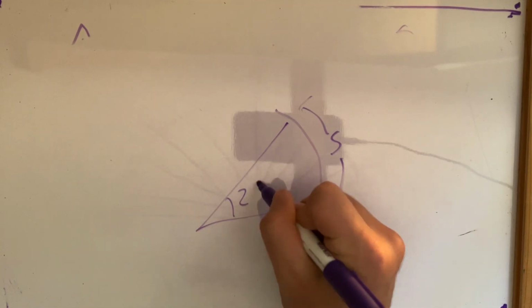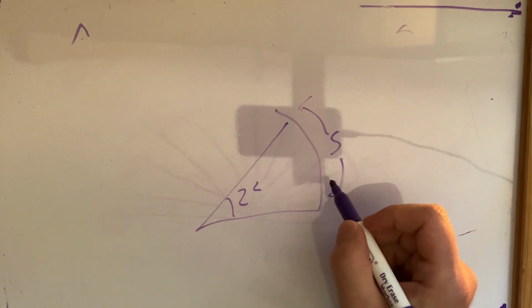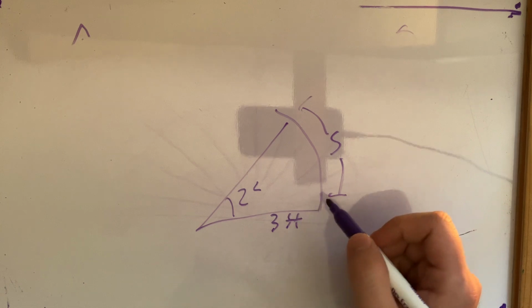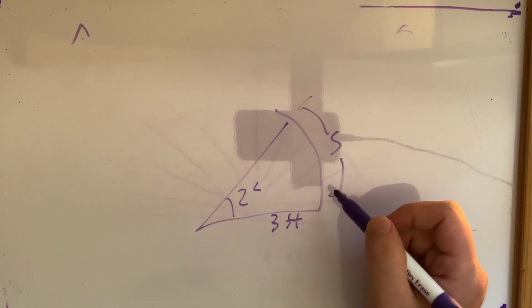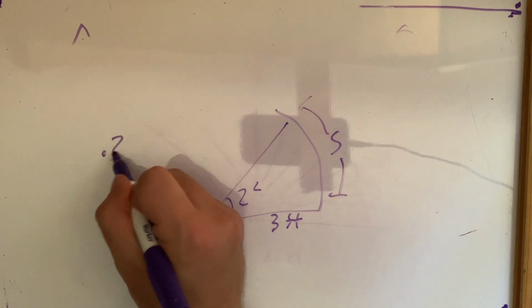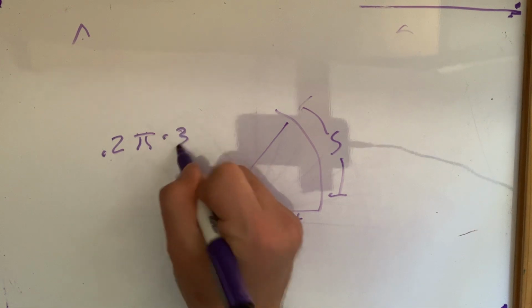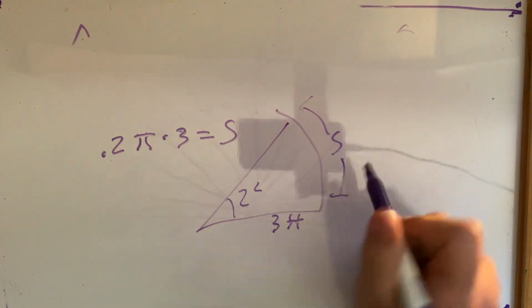could now be taught in the 5th grade. Because if this is a 2 angle, and this is like 3 feet. Okay, what do we do? Just take 0.2 pi times 3 equals the arc length.